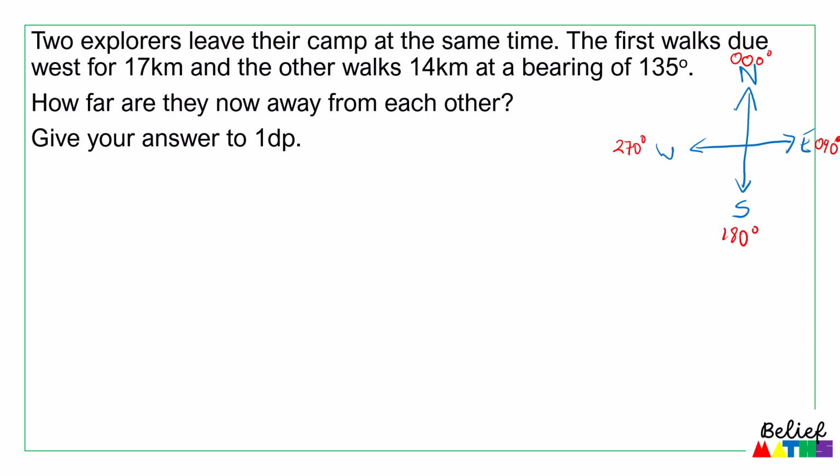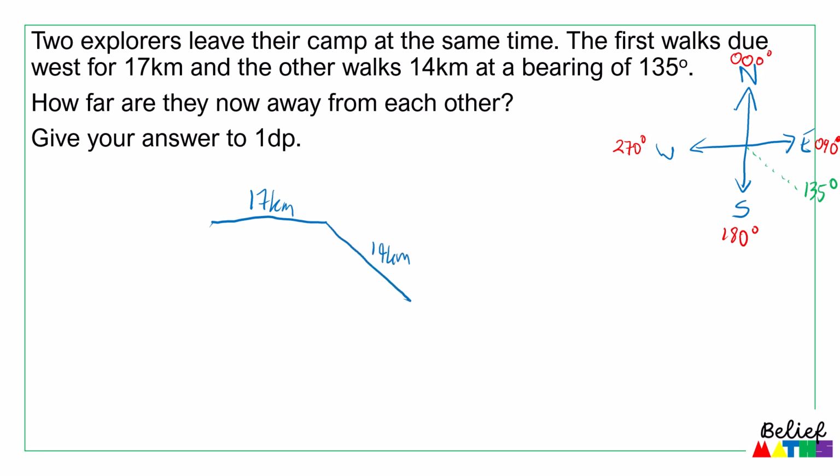So if we draw a diagram for this, walking due west just means we're walking straight to the left. So it's a straight line to the left, and that's 17 kilometers. And using our compass diagram, it says a bearing of 135. Well, 135 is somewhere between 90 and 180, so it's down here somewhere. We don't have to be particularly accurate with that, it's just to give us a general idea of what our diagram will look like. So this one comes down here and goes to 14 kilometers.